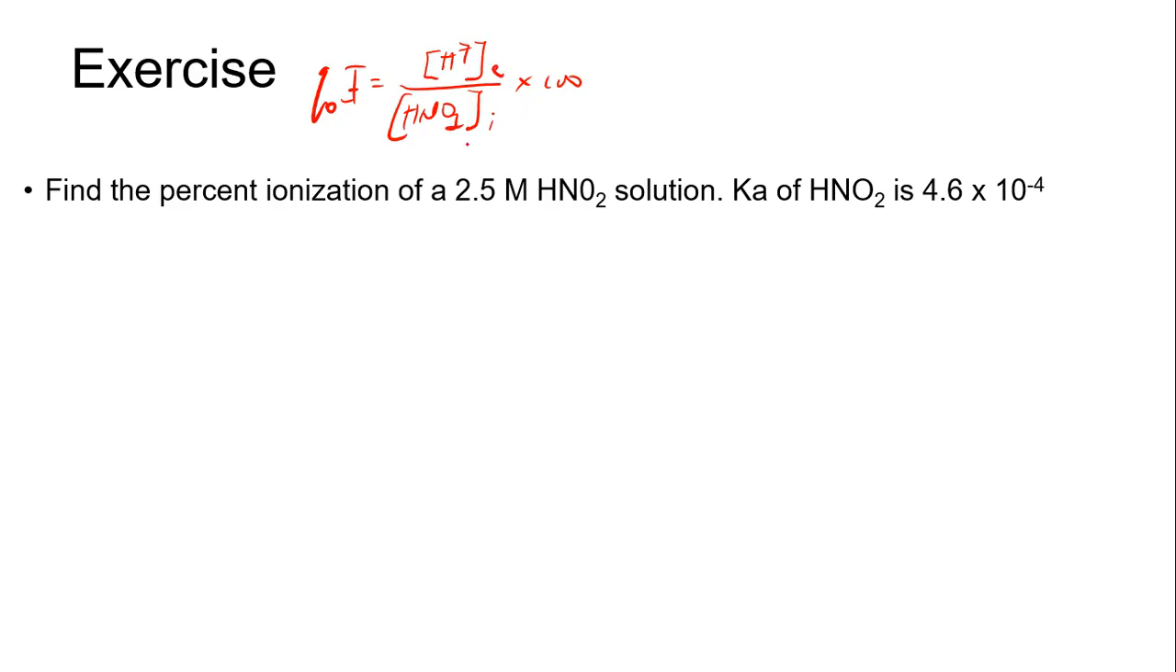Now it means we have to get the initial amount. The initial amount has been given already, 2.5. What we don't know is the amount of the acid at equilibrium, so that's what we have to find. We can find that by first writing the equation of the dissociation of the acid. The acid can dissociate partially to give H plus ion plus NO2 minus ions. We can also write this equation as this.